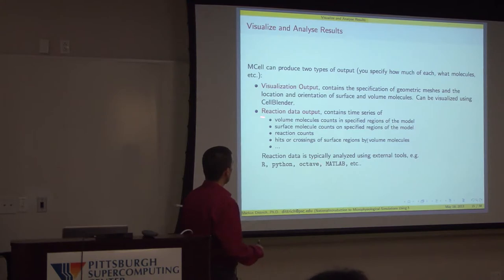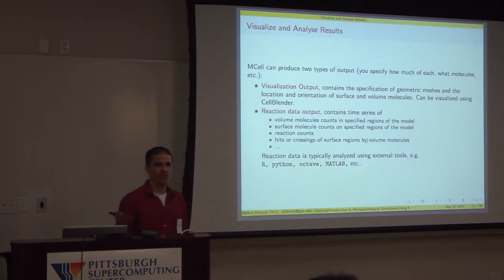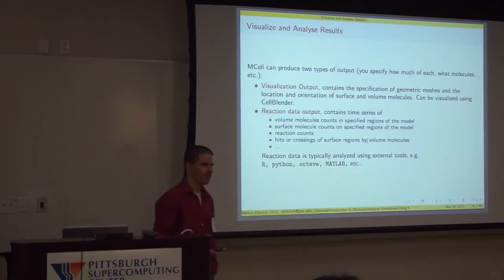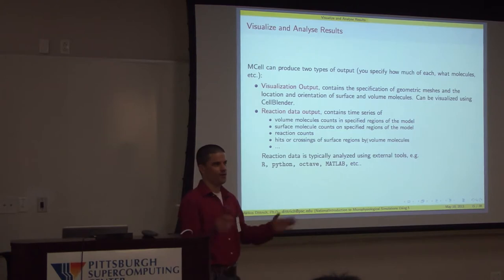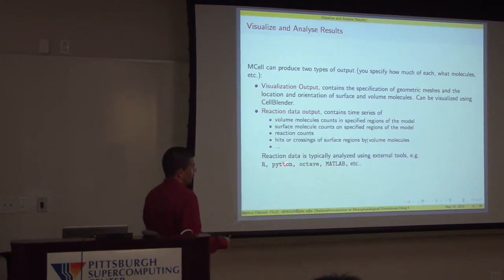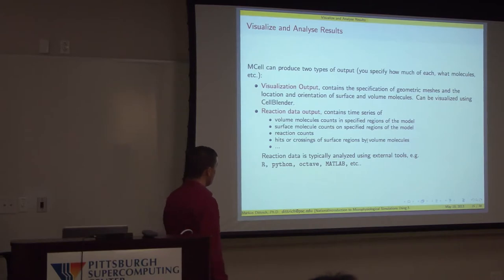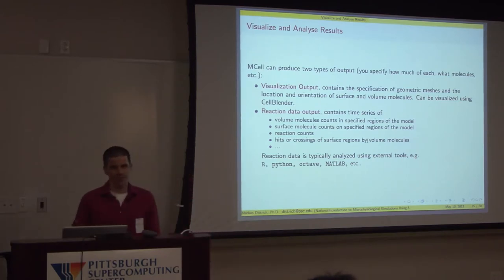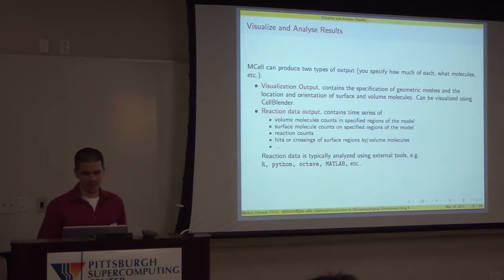And so the second kind of output is what we call reaction data output. These are just simple counts of molecules, typically, or reactions in whatever part of your model you're interested in, the whole model or on surfaces. And then this data you can analyze with your favorite tool, MATLAB, R, Octave. It's just like any other simulation tool.